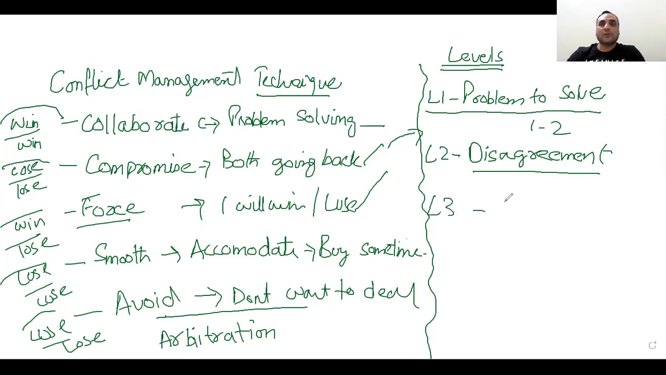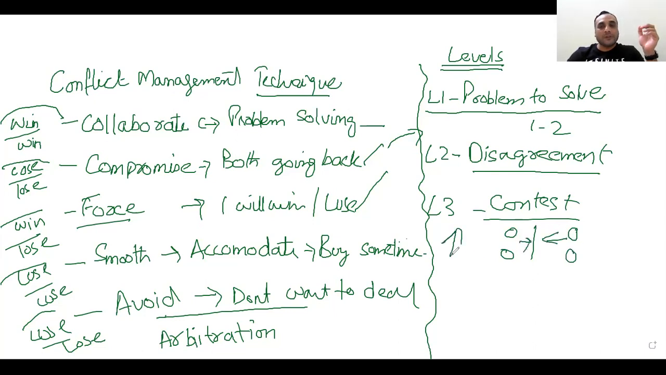Then level 3 is called contest. What is contest? Both parties will start working against each other. Instead of working towards the deliverable, they will start working to fail each other. So the contest will start. I am right, I will win. I will do everything to make it happen.